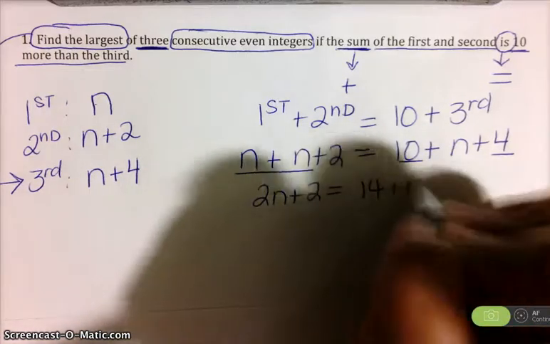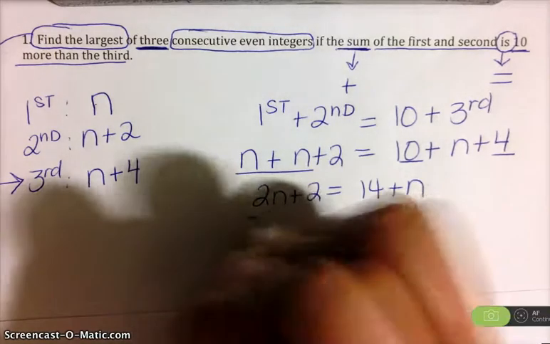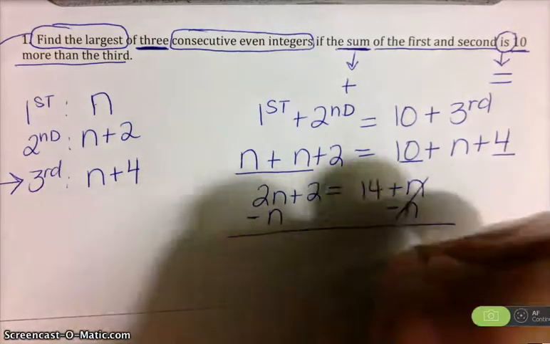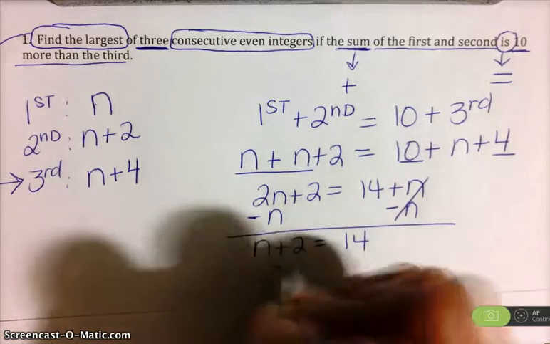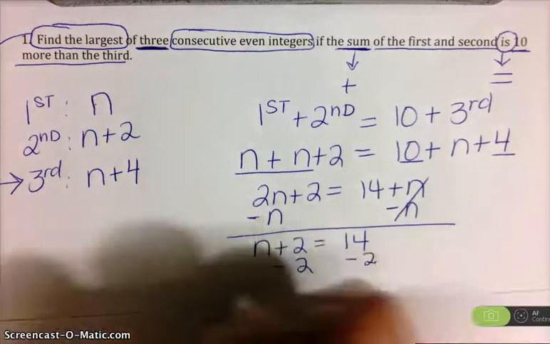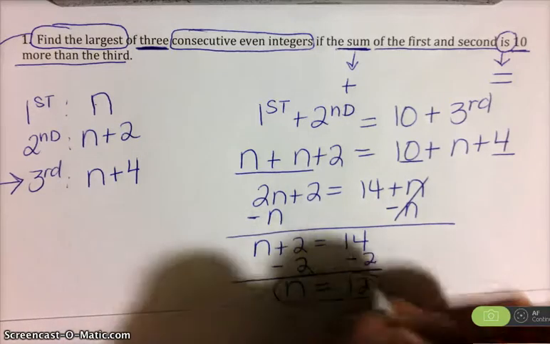14 plus n. We're going to use our properties that we learned with solving equations using the subtraction property here. You're going to have n plus 2 equals 14. Then I'm going to subtract 2 to solve for n, which is a subtraction property again. And I have n equals 12.